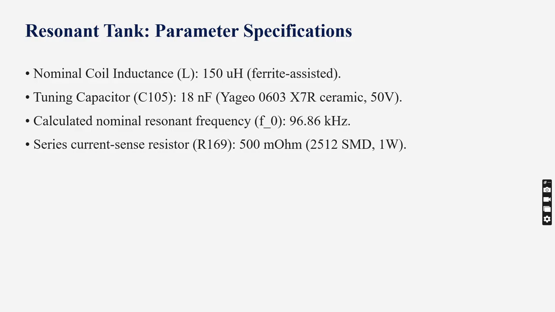Now let us review the nominal parameters of the resonant tank on our PCB. The coil inductance is designed for 150 microhenries. The tuning capacitor, designated as C105, is 18 nanofarad, and our current sense resistor is 500 milliohms. Based on these parameters, the nominal resonant frequency of the circuit is calculated to be 96.86 kilohertz.